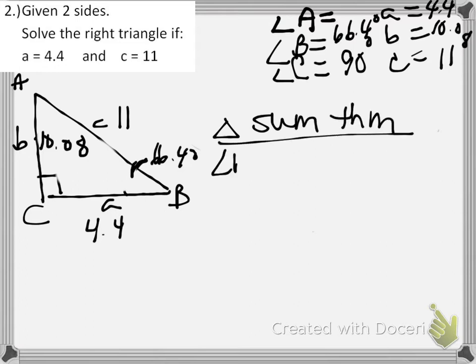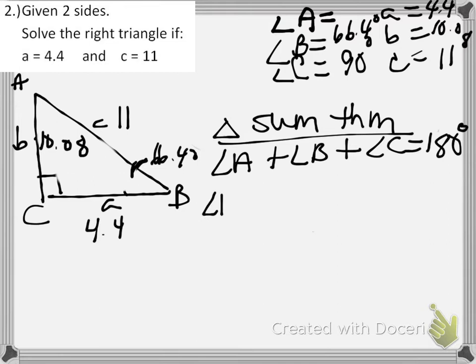Triangle sum theorem says angle A plus angle B plus angle C equals 180 degrees. Well, I know what angle B and angle C are. I just need to find out what angle A is. I'll write the long way for you guys. I'm plugging in 66.4 degrees and I'm plugging in 90 degrees.